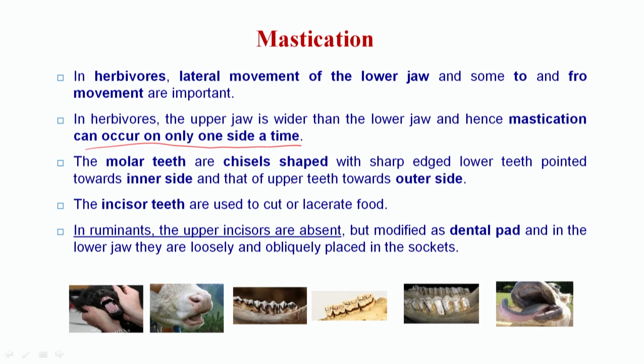The molar teeth are chisel shaped, with sharp-edged lower teeth pointed towards the inner side and the upper teeth towards the outside. Incisor teeth are used to cut or lacerate the food particles. In ruminants, the upper incisors are absent but modified as a dental pad, and in the lower jaw they are loosely and obliquely placed in a socket.